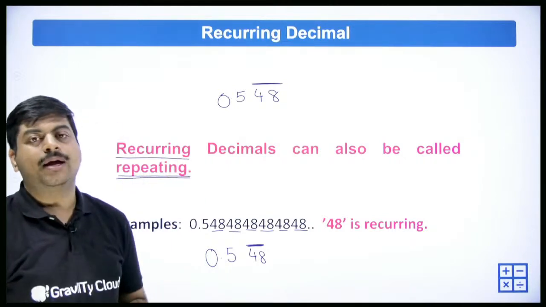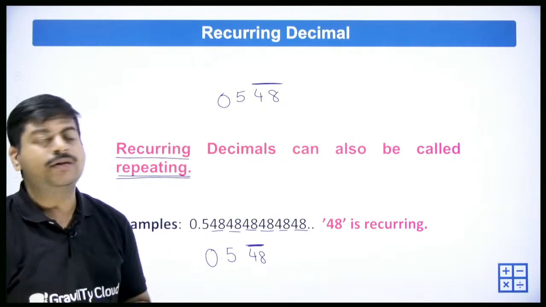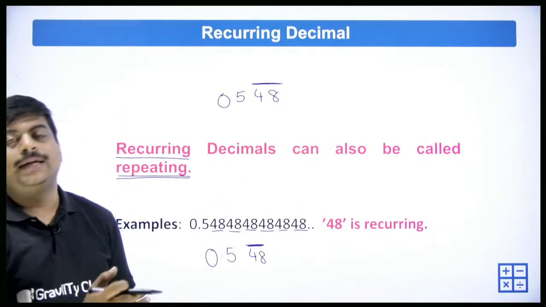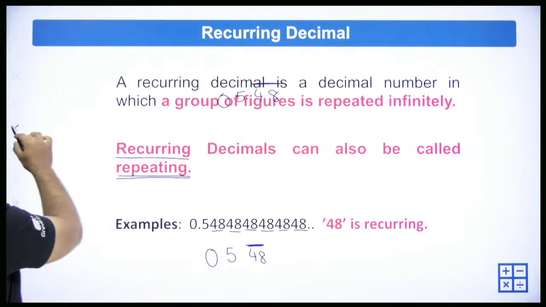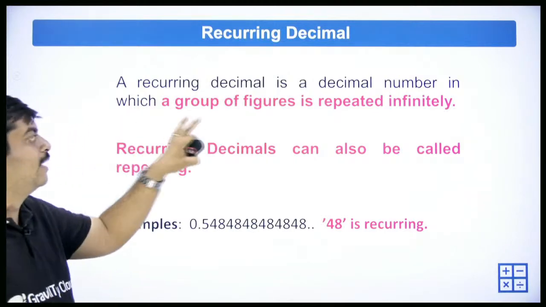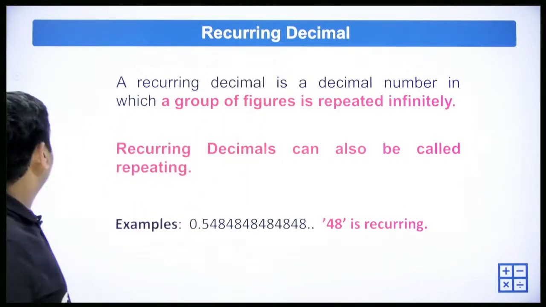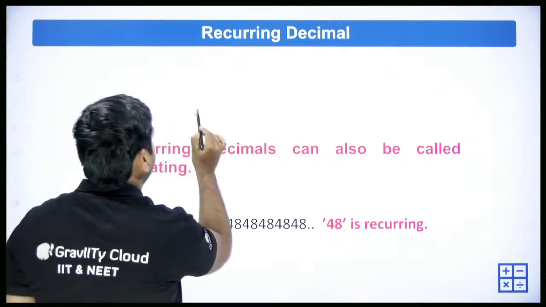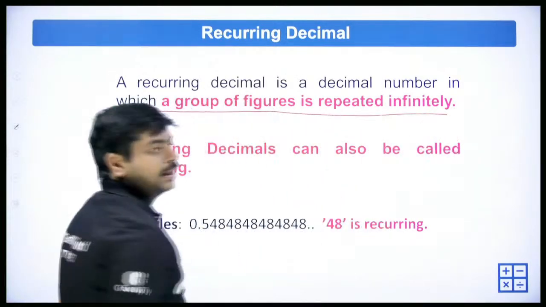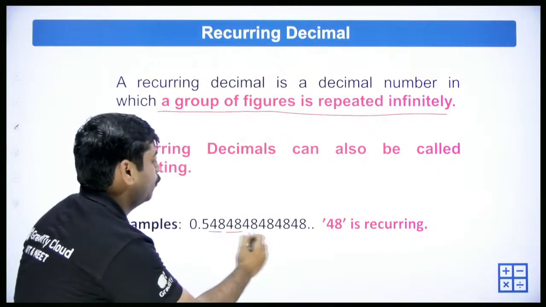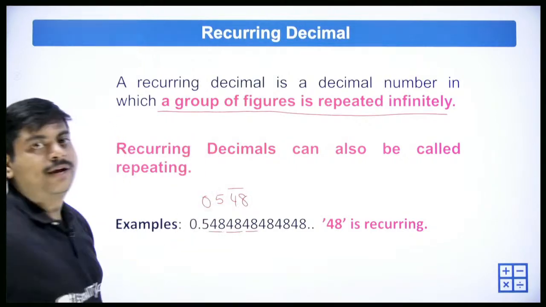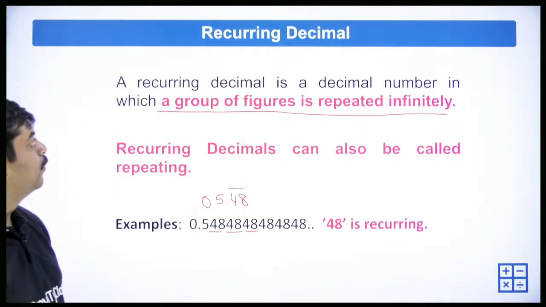So by this time you might know what a non-repeating decimal is, one which does not have any fixed repeating pattern, right? A recurring decimal is a decimal number in which a group of figures is repeated infinitely. You can see here 48 is being repeated. This is 0.548 with a bar. Correct? So let's move on to one more.